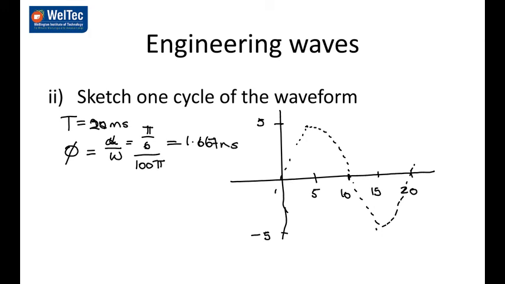So the curve is actually going to move to the left by 1.667 milliseconds. So instead of being at 0, it'll start there. Instead of being at 5, it'll be about there. Instead of being 10, it'll be about there. Instead of 15, it'll be about there. Instead of 20, it's about there. And all we have to do is join it up. So the red one.